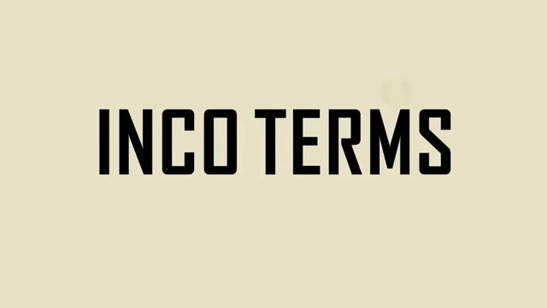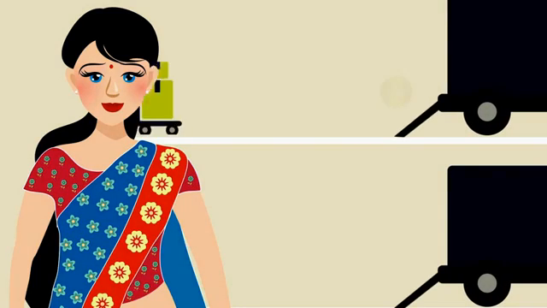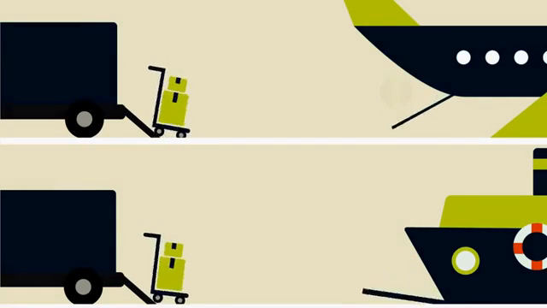Similarly, if the agreed INCO term is FOB, that is, free on board, the seller's responsibility would involve transporting the goods from seller's premises up to the departing ship or the flight.